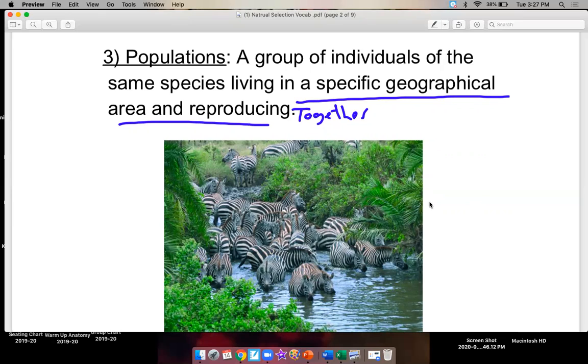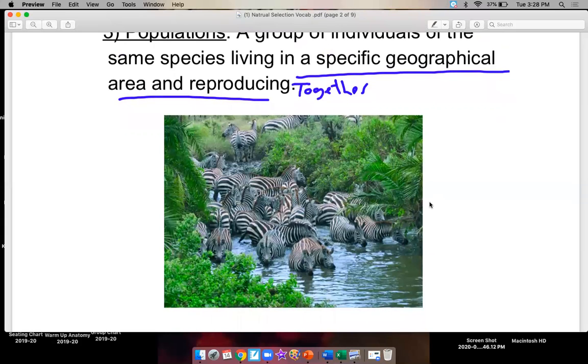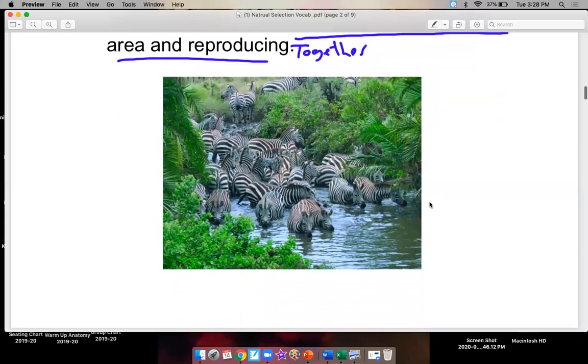There's another population of human beings in Los Angeles. They're not the same population as us because it's kind of hard for someone from Philadelphia to reproduce with someone in LA. I mean, you could, with modern technology and airplanes and whatever, but it's not as easy.